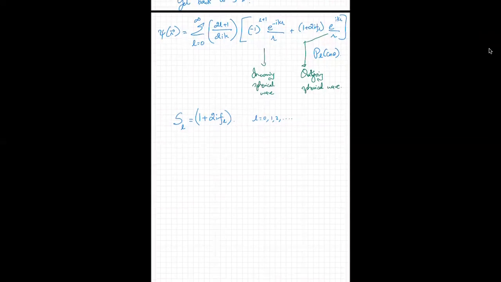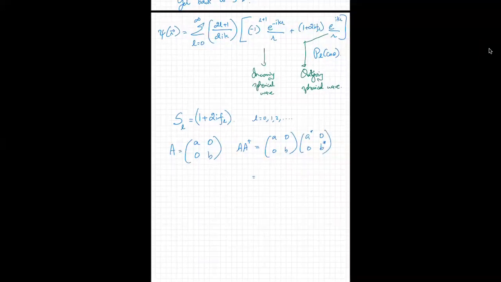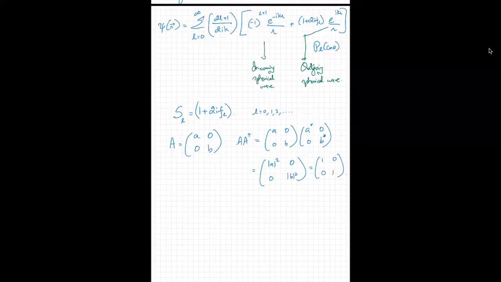So we can actually easily see this. For example, let's look at a 2 by 2 matrix, with diagonal elements A, 0, 0, B. Now, what is A dagger? I want A dagger A to be unity. So this is A, 0, 0, B times A star, 0, 0, B star, which is mod A square, 0, 0, mod B square. And I want this to be the identity, which means I want the absolute square of every one of these elements to be 1, which tells me that A can be a pure phase.